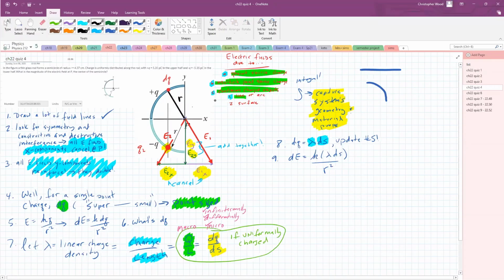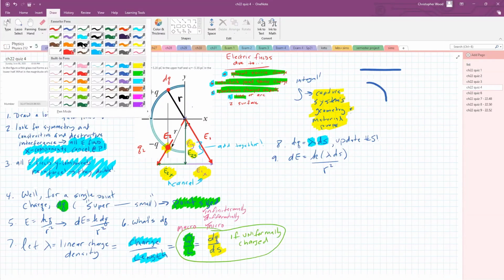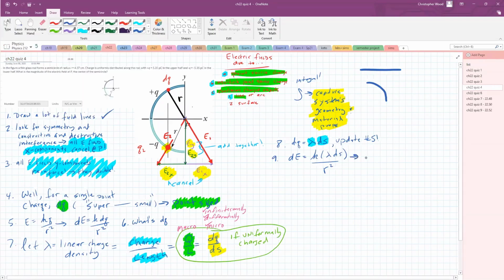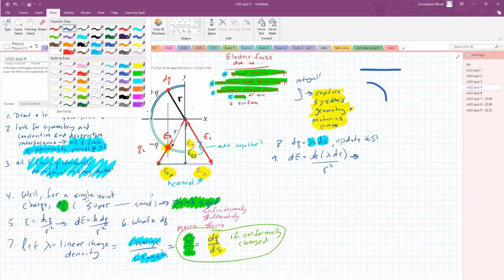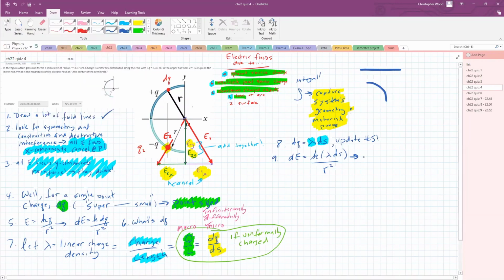Okay. All right. So how to proceed? I guess I'm going to say number 10. What's ds? I'm going to indicate ds.